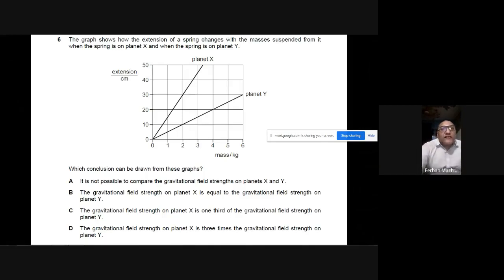So let's say if you take, for example, 2 kg mass, you see on planet Y the extension is 10 centimeter. For the same mass, the extension on planet X is 30 centimeter. So on planet X, the same mass produces 3 times larger extension. This shows that planet X has 3 times larger or stronger gravitational field strength. For question number 6, the option is D. And let's move to the next question.